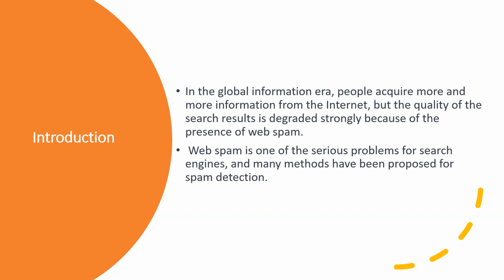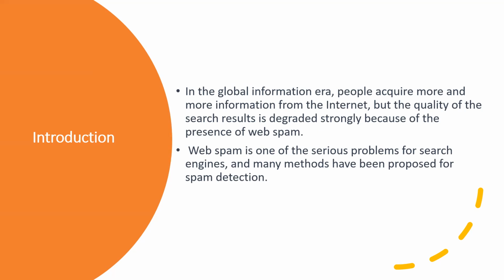Nowadays, in our day-to-day life, we all use the internet for scraping information on any topic. For example, we use ChatGPT or Google Chrome or Quora. We want to get information about a specific topic. While we are scraping that information in any search engine, due to the presence of web spam, we are not getting good quality information. The search engine is degraded strongly because of the presence of web spam.